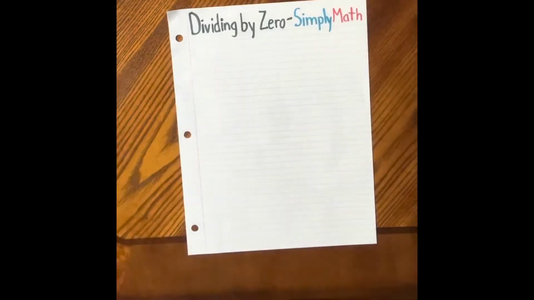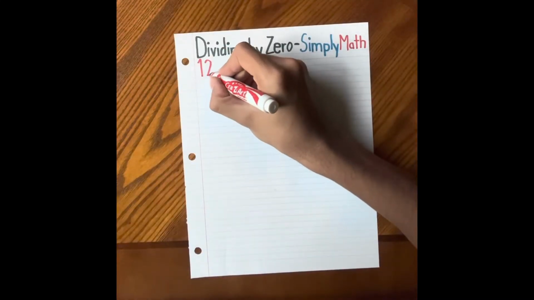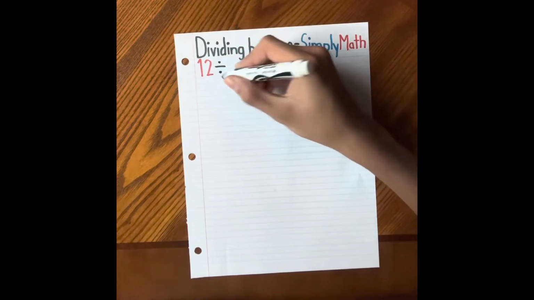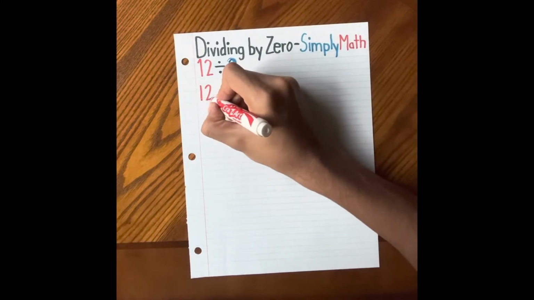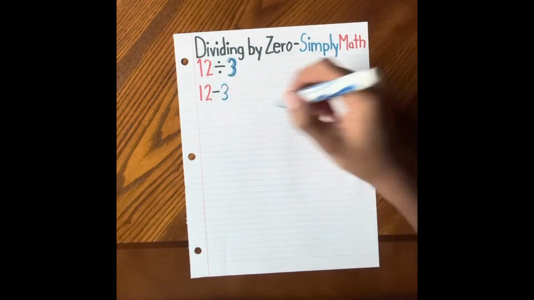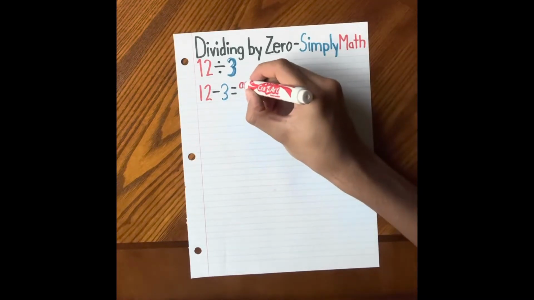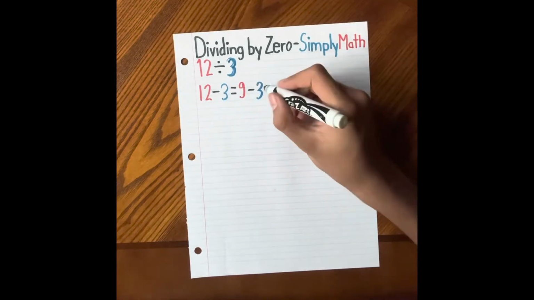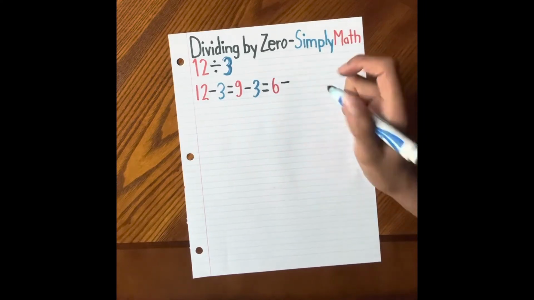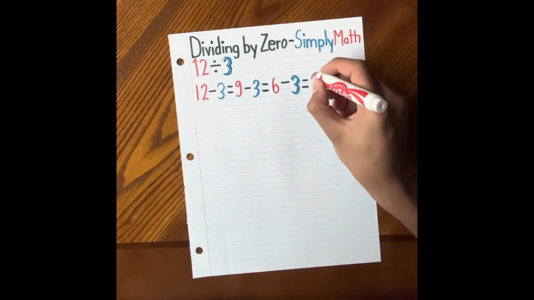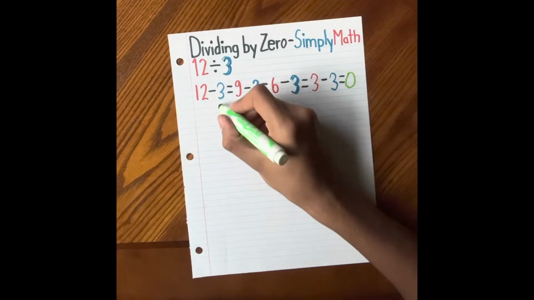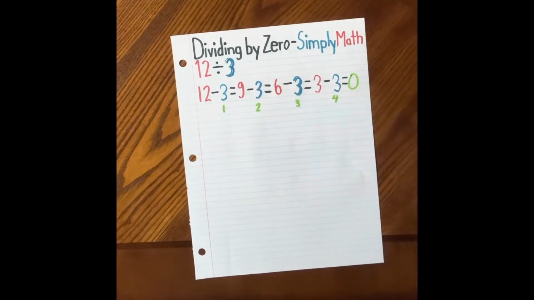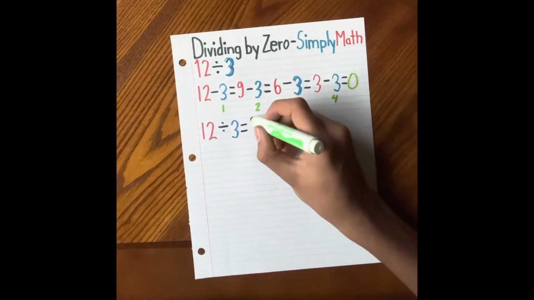Now let's move on to another method. The repeated subtraction method. First, we have 12 and we're going to divide it by 3. And so we're going to get 12 and repeatedly subtract 3, starting off with 12 minus 3, which is equal to 9. Then 9 minus 3 is equal to 6. Then 6 minus 3 is equal to 3. And finally, 3 minus 3 is equal to 0. And we count up how many times we subtracted, and we end up with 4. And so we say that 12 divided by 3 is equal to 4.